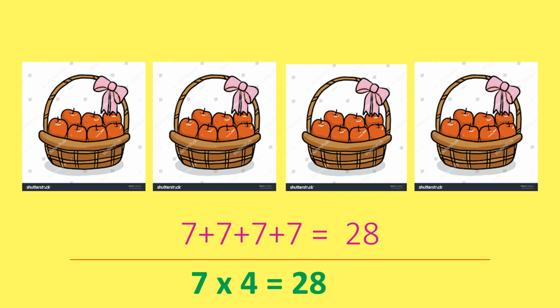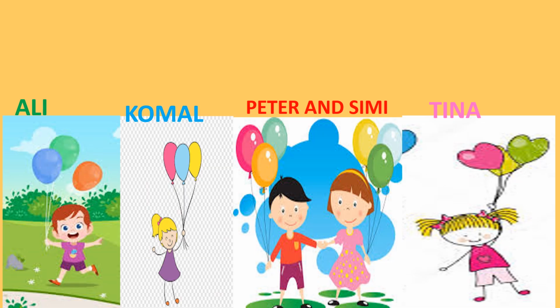Because adding makes it a little longer process. Whereas if you know the same number has to be added again and again, you can multiply that number by how many times it has to be added. Now here you see 7. 7 has to be added 4 times. So you say 7 4s are 28. Let's move to the next example.